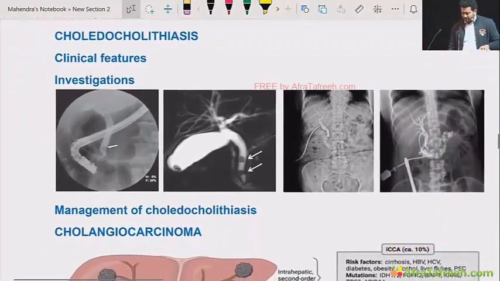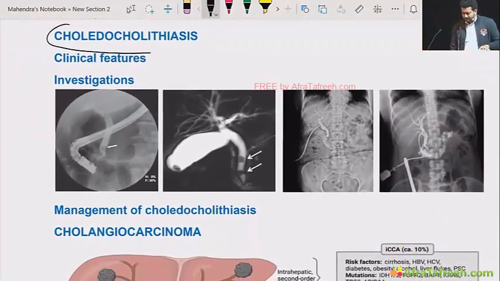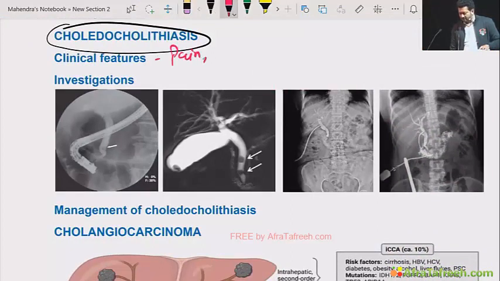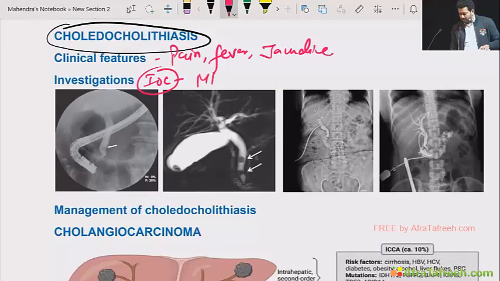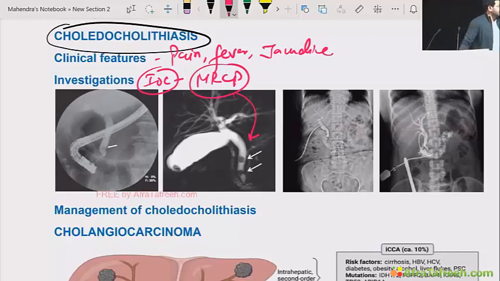Management we have seen. Choledocholithiasis: the patient comes with pain, fever and jaundice. Investigation of choice, no confusion, MRCP. MRCP is the investigation of choice. ERCP is mainly done for the treatment. Remember, ERCP is for the treatment.